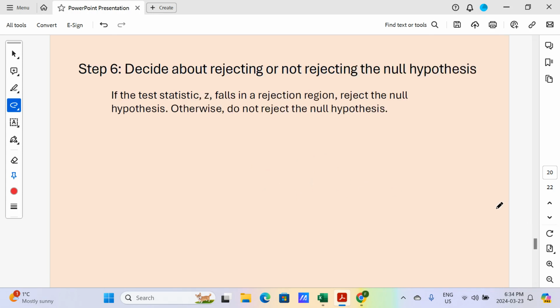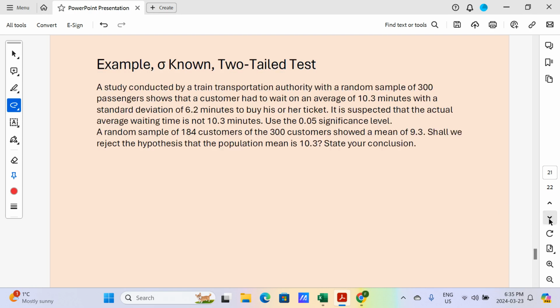Okay, then after finding Z, if Z falls in the rejection region, if Z falls in the tails, we reject the null hypothesis. Otherwise, we don't reject the null hypothesis. It's the last step. So let's solve an example. Look at this question.